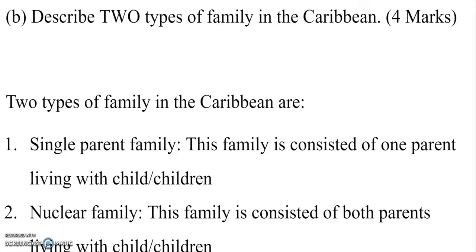Question B. Describe 2 types of family in the Caribbean for 4 marks. 2 types of family in the Caribbean are single-parent family. And because we're describing, we're just going to write a little bit more on each answer. So single-parent family, this family consists of 1 parent living with child or children. Nuclear family, this family consists of both parents living with child or children. And there are many other types of families in the Caribbean that you could write for your answer.